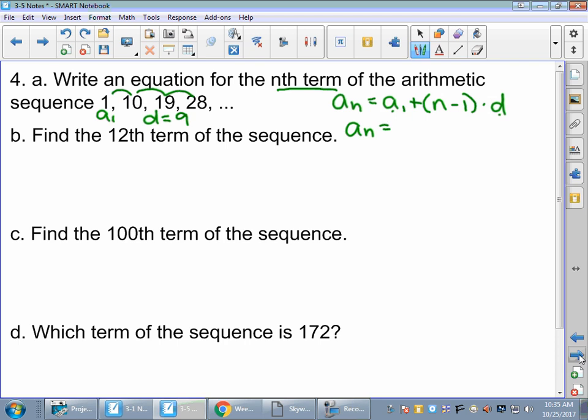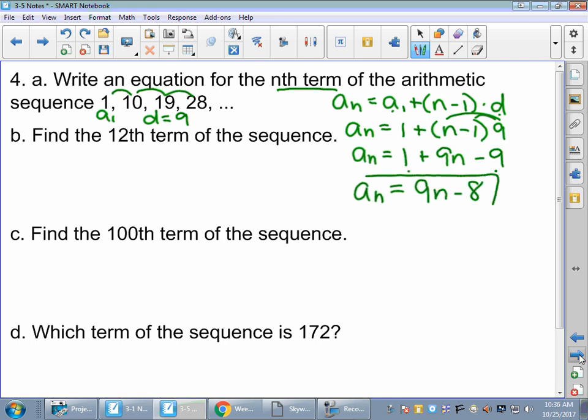A sub n is equal to 1 plus n minus 1 times 9. And then I'm just going to clean it up. I won't be able to get an answer, but I can clean this up. I'm going to distribute the 9 through. So a sub n is equal to 1 plus 9n minus 9. The last thing I can do to clean this up is I have a positive 1 in front, I have a negative 9 in back, I can make that negative 8. So a sub n is equal to 9n minus 8. So there's my formula. It says write an equation or a formula for that sequence.